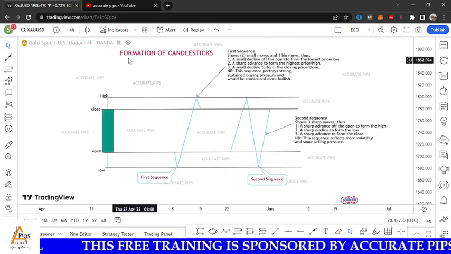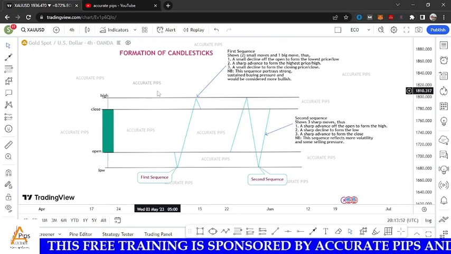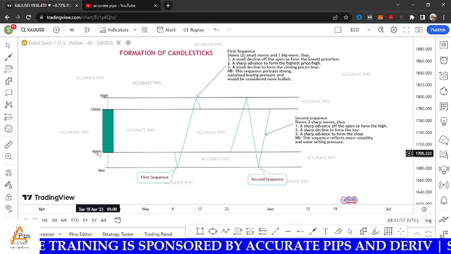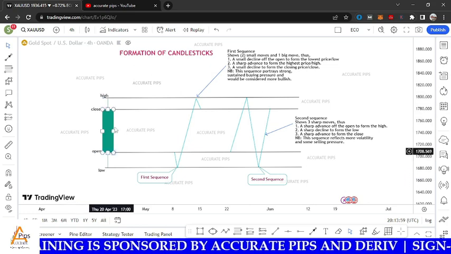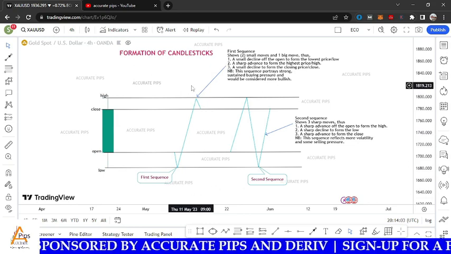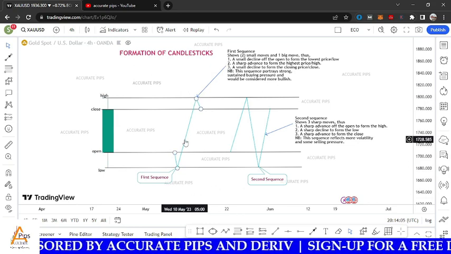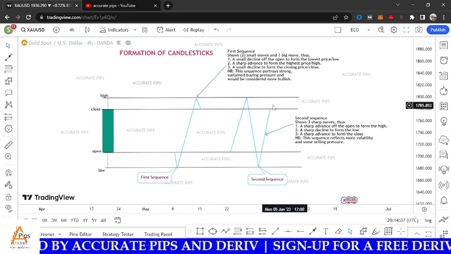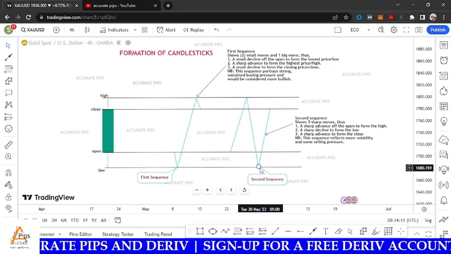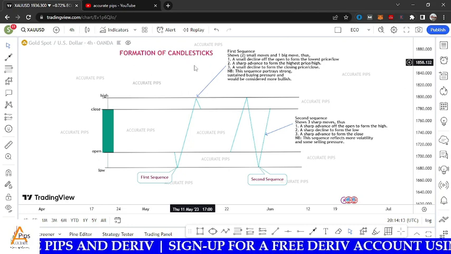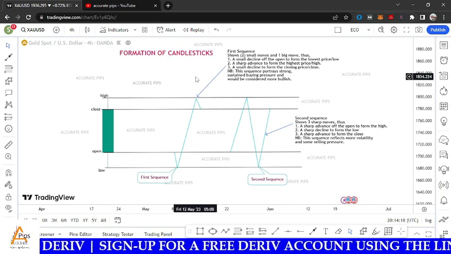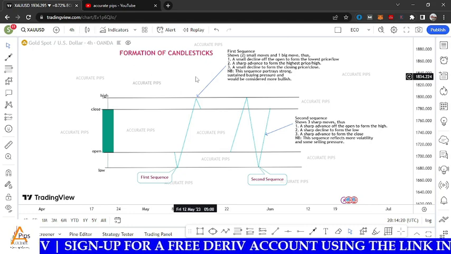So here we have the formation of candlesticks. You can see this is the high, the close, the open, and the low, because this is a bullish candle. This is sequence one or pattern one, and this is sequence two or pattern two, in terms of the formation. Now when we take sequence one, for instance, this sequence shows us two small movements and one big move.